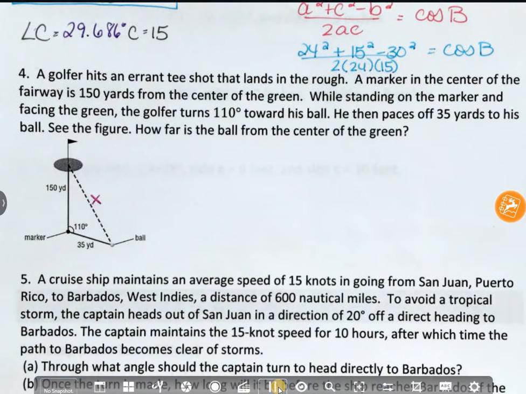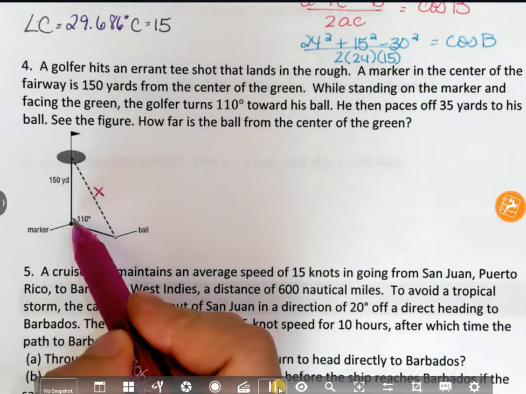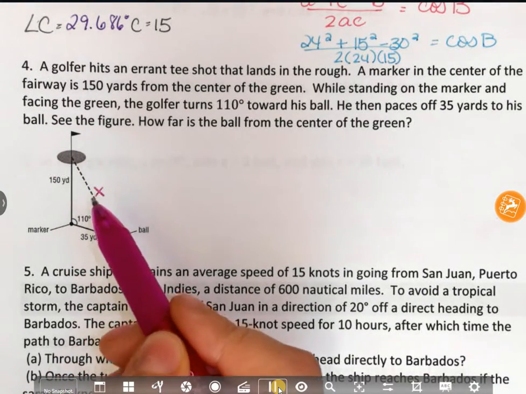So, what am I going to use to solve this? Law of sines, law of cosines, regular trig, SOHCAHTOA. What am I doing? Why am I going to use law of cosines? Because I only have one angle, and I do not have its pair.